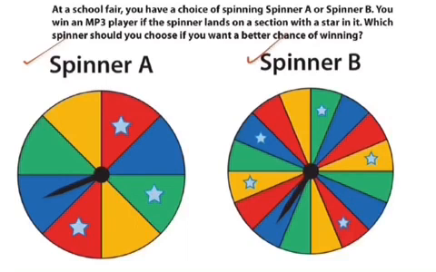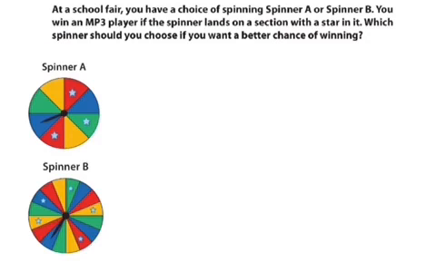Well, these are different kinds of spinners, though, obviously. They have a different number of spaces to land on, the sizes are different, and they have a different number of stars. So which one actually gives us the better chance of winning this MP3 player? So the first thing we want to do, we'll start with spinner A right over here.